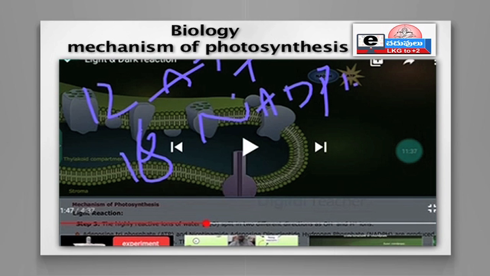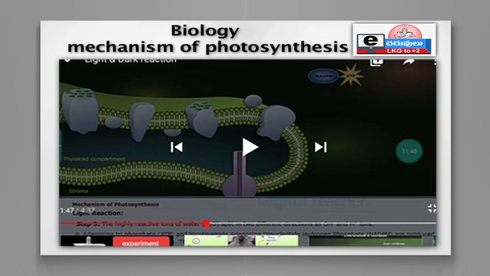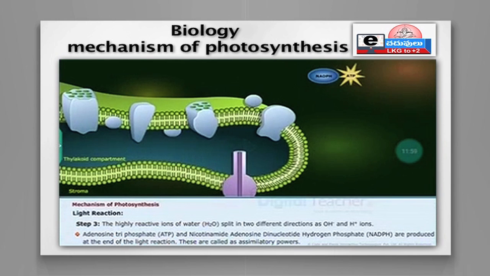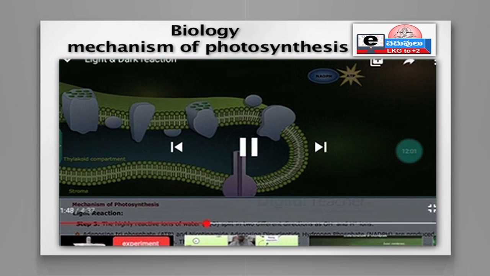So in the light reaction, in total how many ATPs and NADPH form? 12 ATPs and 18 NADPH form. This light reaction was discovered through the Hill reaction, but exactly we can credit it to the scientist Emerson. The scientist's name is Emerson. Okay, so this is the light reaction. We can observe the reaction here.